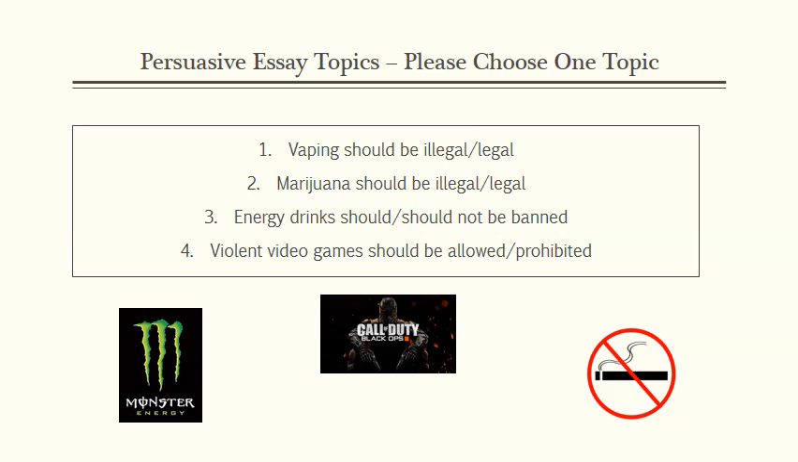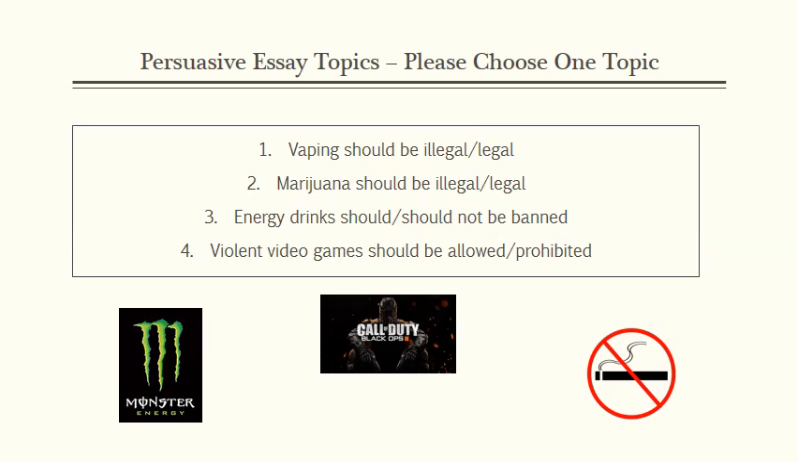So read them over, think about them. You can even do research on each one of these topics just to get an idea of what you find familiar or find interesting. Once you have decided, you need to decide this week what topic you're going to be writing on. As an example, vaping should be illegal or it should be legal. Marijuana should be legal, it should be illegal. Energy drinks should or should not be banned, and violent video games should be allowed or prohibited.